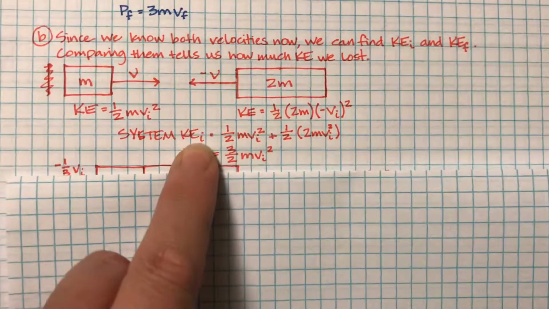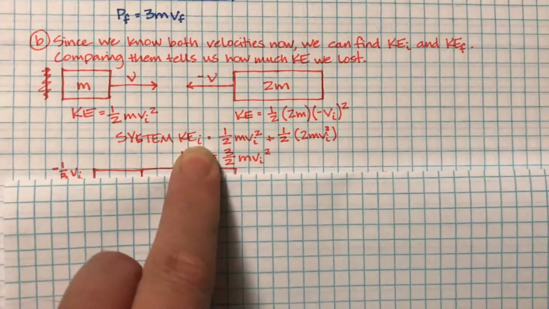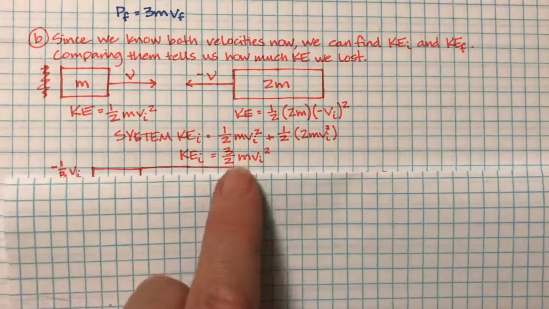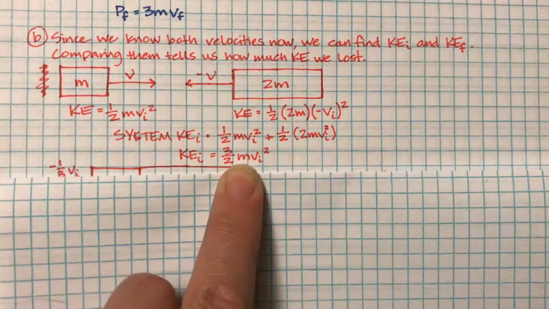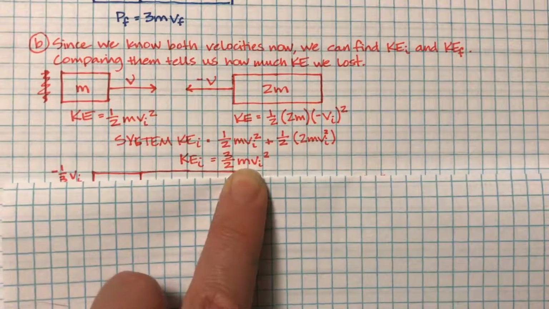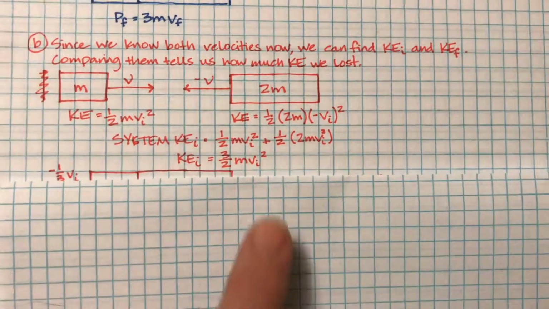If we add those together, we'll get the kinetic energy of the system initially, in other words, before impact. I have rewritten that in a slightly simplified way, and then here's our total. So initial kinetic energy is 3/2 mv initial squared.